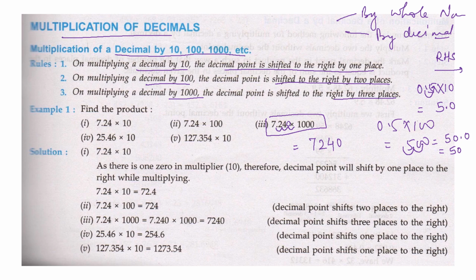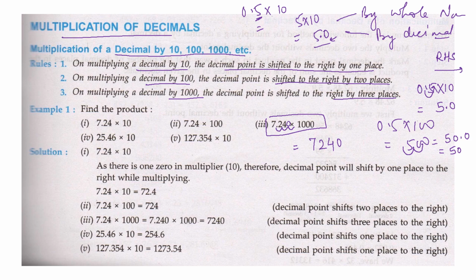Or the simplest method is you just multiply. If I say 0.5 into 10, you write 5 into 10. You know how much is that? That is 50. Now how many decimal places does it have? It has just one decimal place. So from the back you count one digit and put the decimal here. You can remember any of these things. They all are very easy.